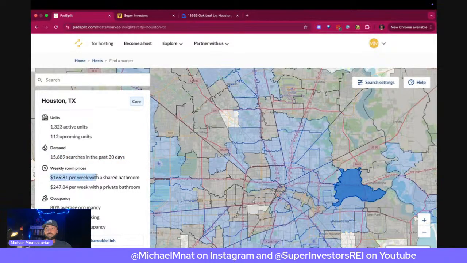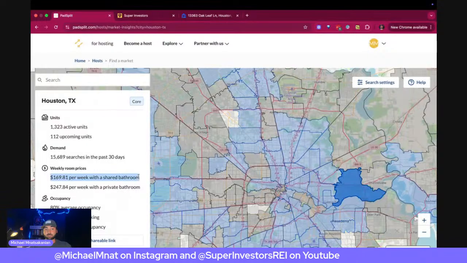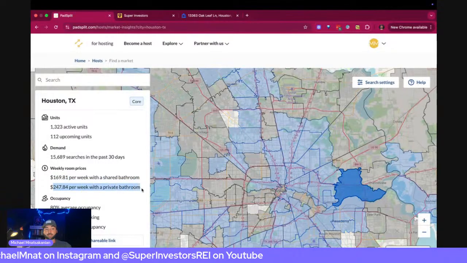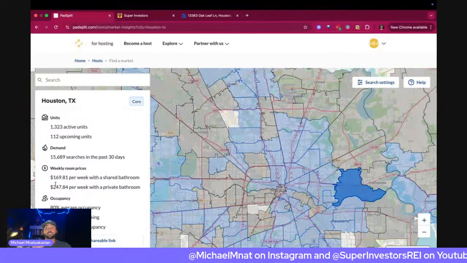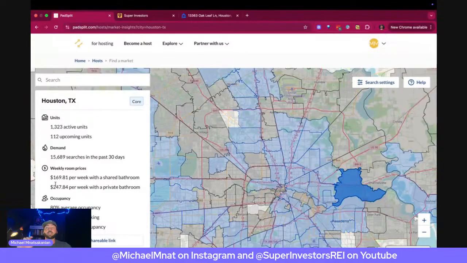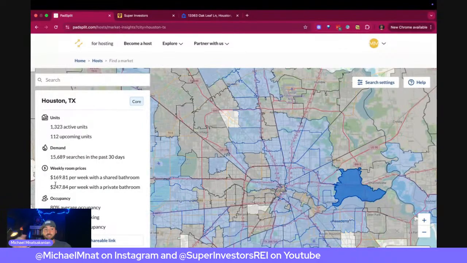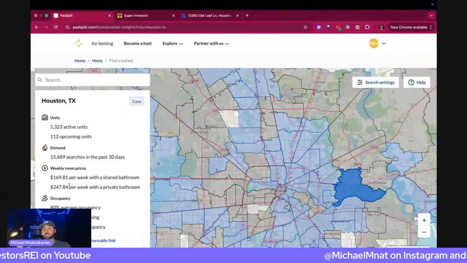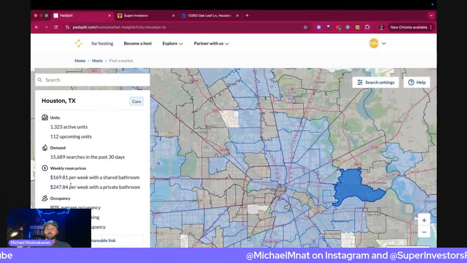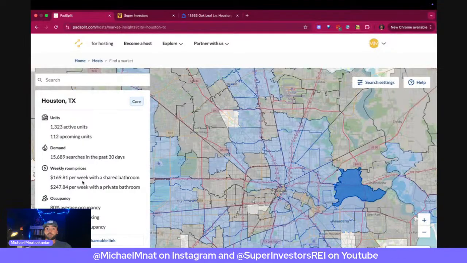The weekly rate for a shared bathroom is $169. For a private bathroom, it's $247. So if you have a private bathroom, you're making significantly more per room a week than with a shared bathroom. When you multiply that by 4.3, the average number of weeks in a month, that's a substantial difference, right? It's over $300 extra per month, roughly. Almost $400 difference per month between a private bathroom and a shared bathroom.